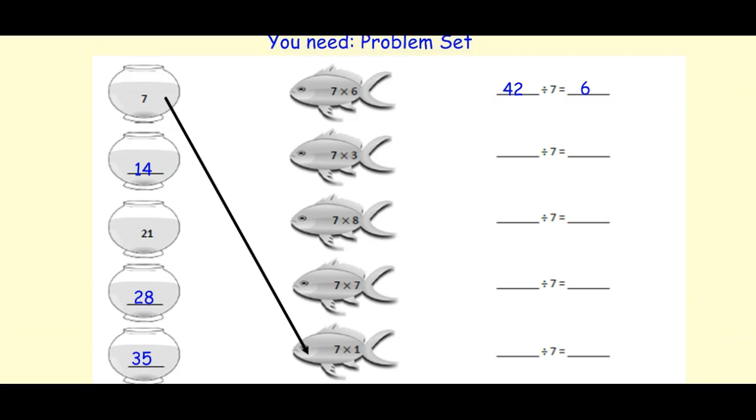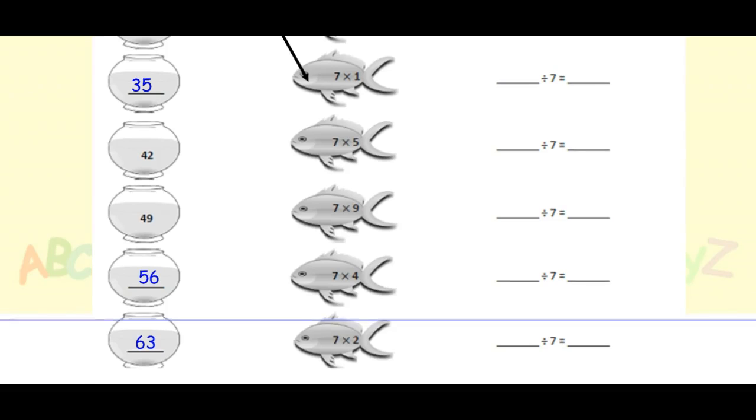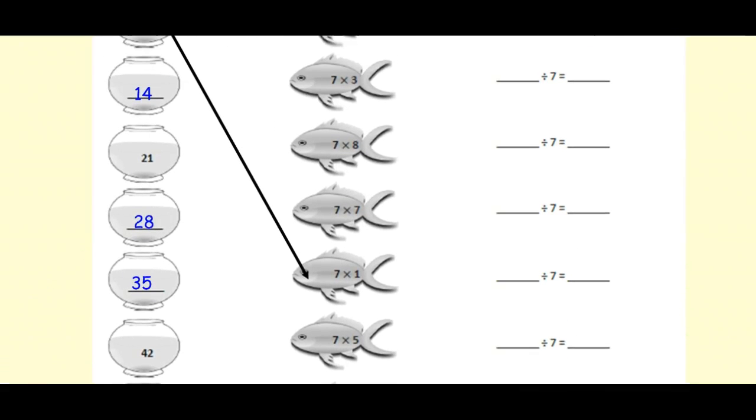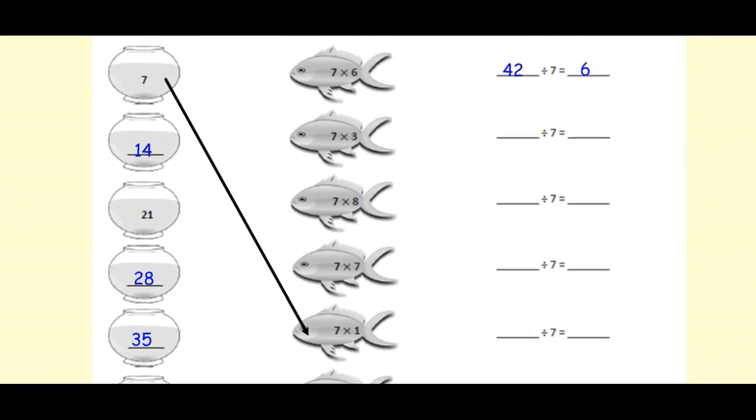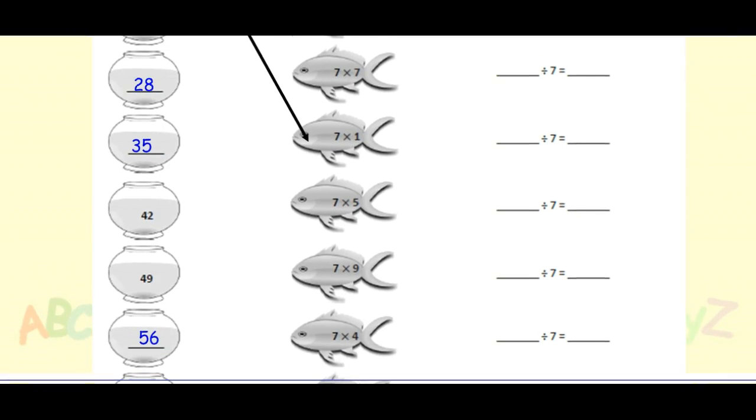For 14, you should have drawn a line to 7 times 2. I'm not going to draw the lines, I'm just going to say it. For 21, you should have drawn a line to 7 times 3. For 28, you should have drawn a line to 7 times 4. For 35, you should have drawn a line to 7 times 5. 42 was 7 times 6. 49 is 7 times 7. And 56 is 7 times 8.